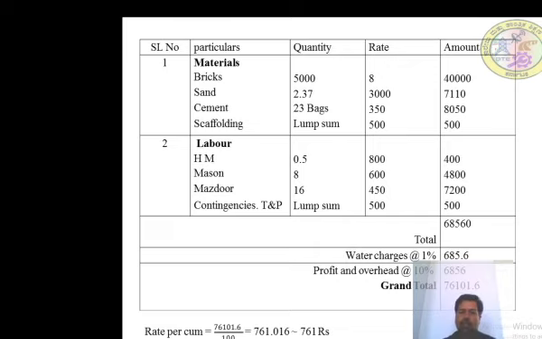68,560. So water charges 1%, and profit and overhead at 10%. So 6,856. Say grand total 76,101.60 per cubic meter. So the rate of half brickwork is 761 rupees.